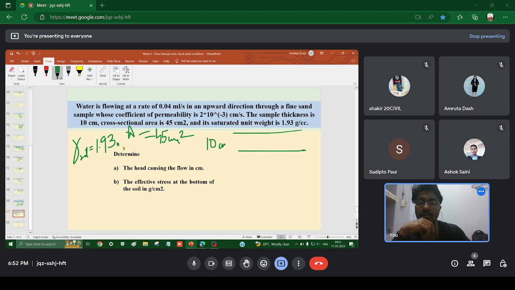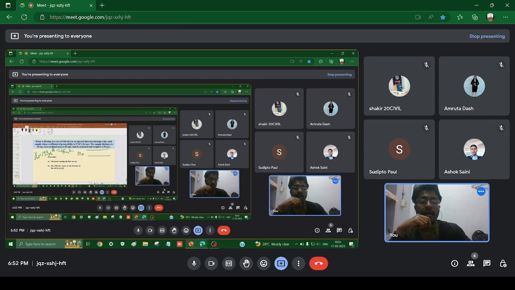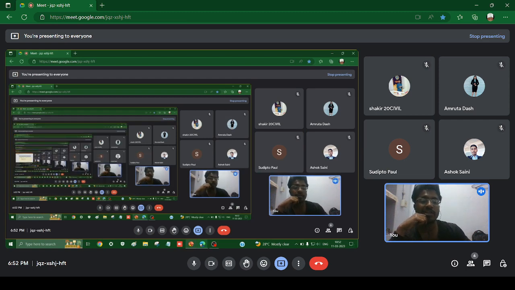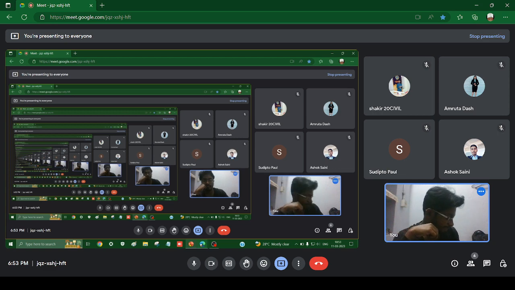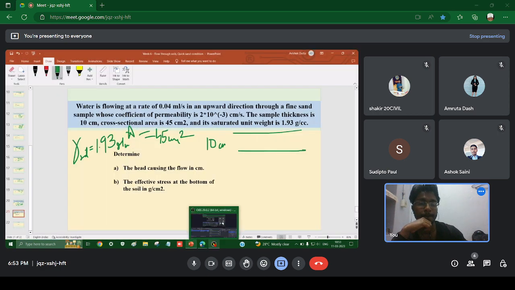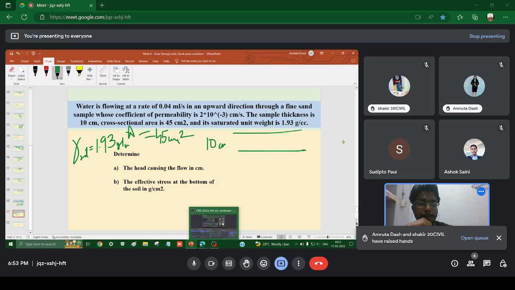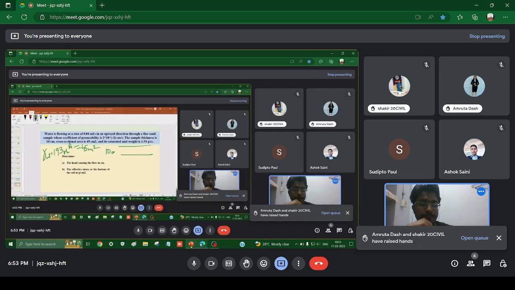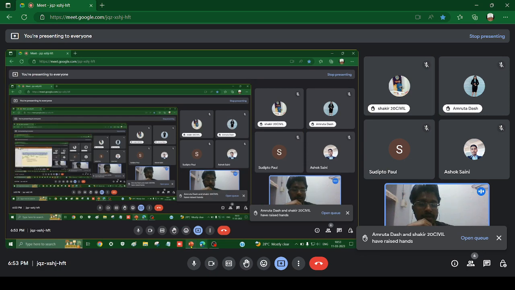What is the answer? Anyone? Again, the same thing you can do. You can just raise your hand if you haven't solved the question. If you have solved the question, please write down the answer in the chat box. Amrita and Shakir have raised their hands, others are quiet.